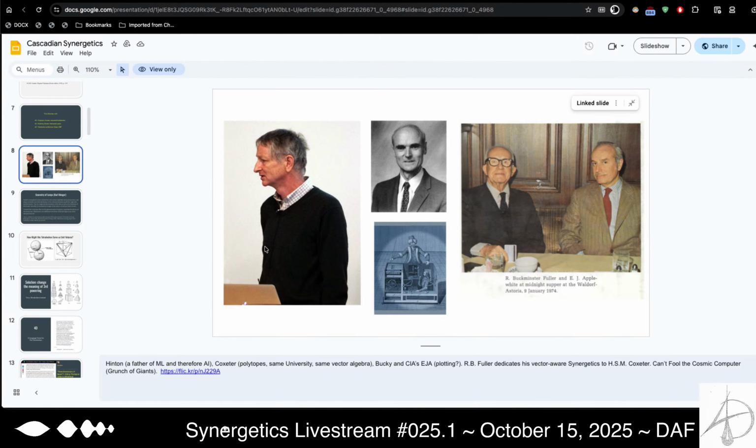Here we see some special people and moments from history. On the left is Geoffrey Hinton, one of the influential characters in modern AI research. Coxeter, up here. Bucky and the CIA's Ed Applewhite, plotting. And Fuller dedicates Synergetics to Coxeter.